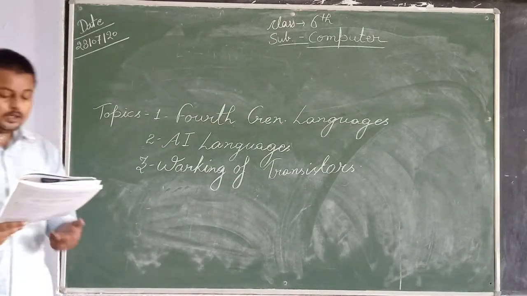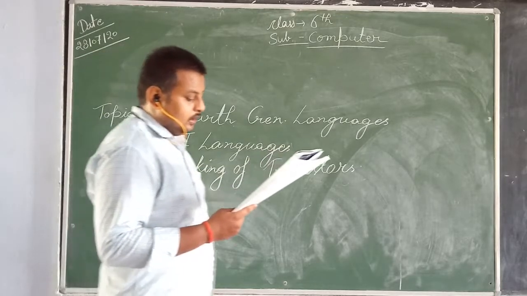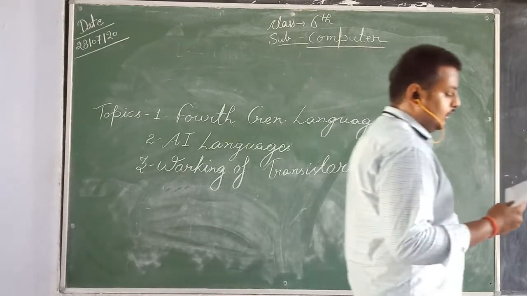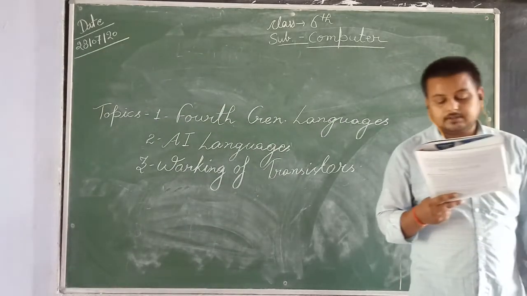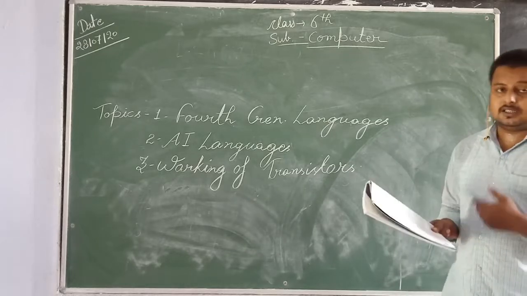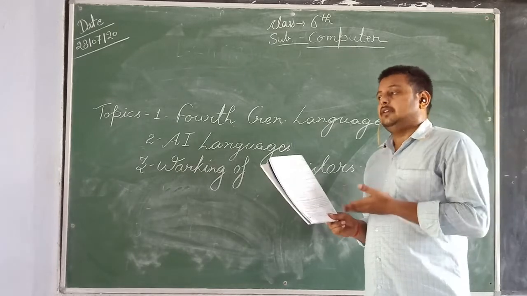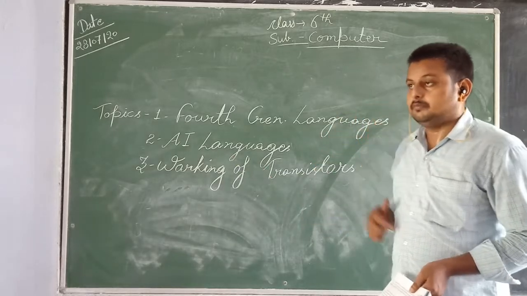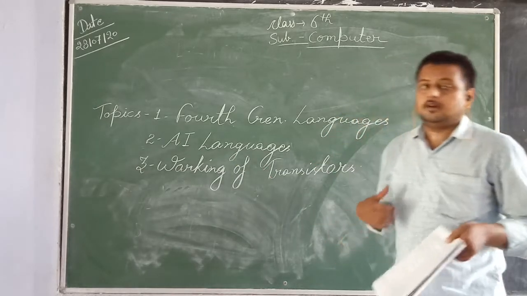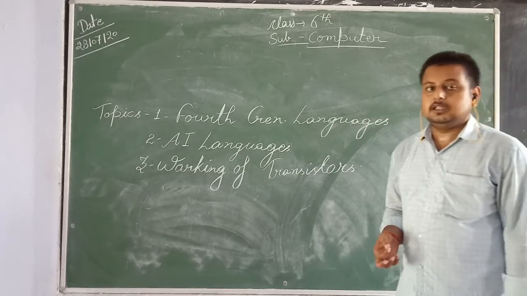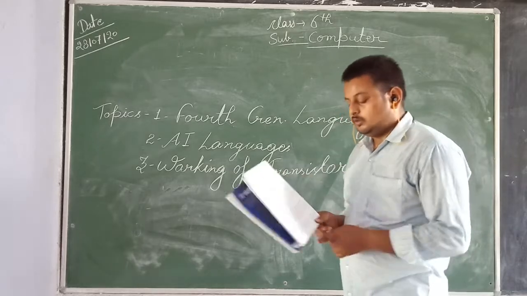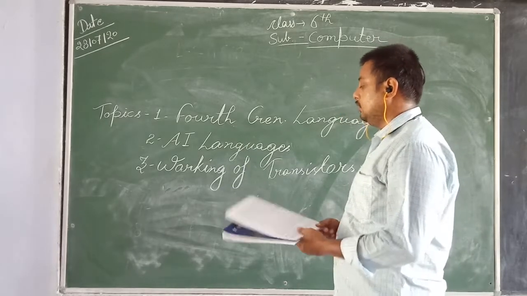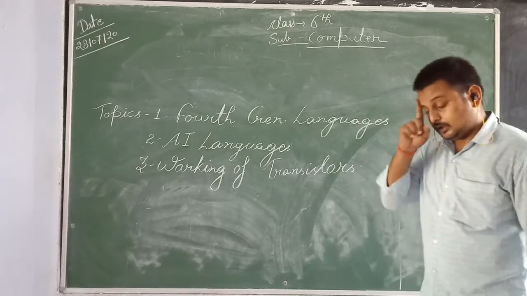Okay. Now after that, some fifth generation languages are Mercury, OPS, Python and Prolog. These are examples of AI languages, by which you can get to know about machine programming very easily. Okay, now the last heading, or the last topic, is working on transistors.